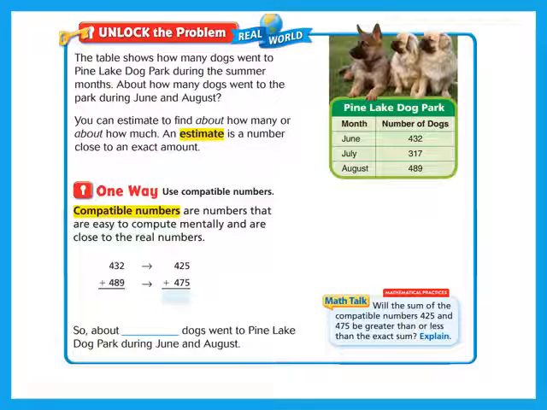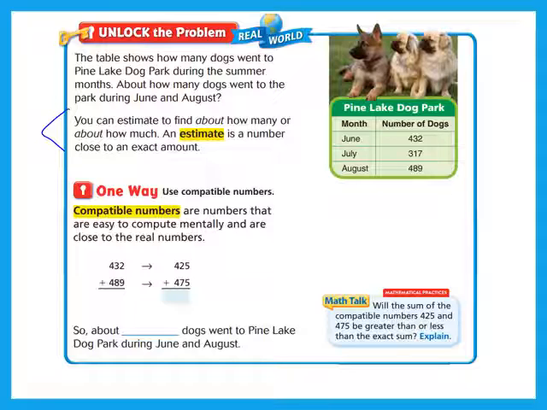Alright, let's go ahead and jump into this problem. This is the Unlock the Problem Real World problem on page 13. Here it is. It says the table shows how many dogs went to Pine Lake Dog Park during the summer months. About how many dogs went to the park during June and August. You can estimate to find about how many or about how much. An estimate is a number close to an exact amount.